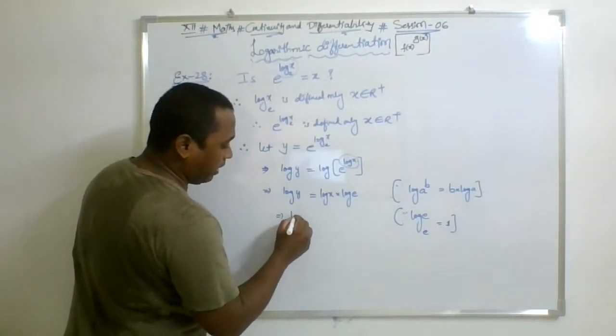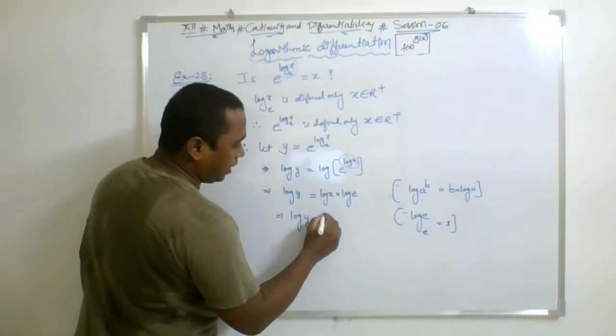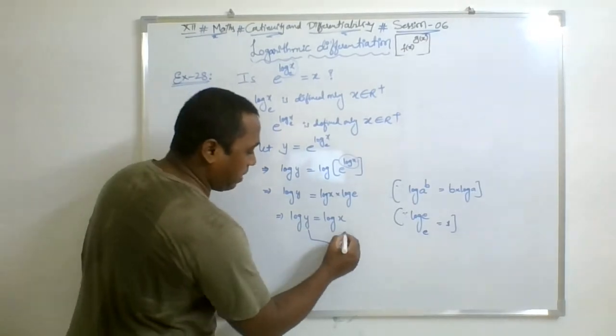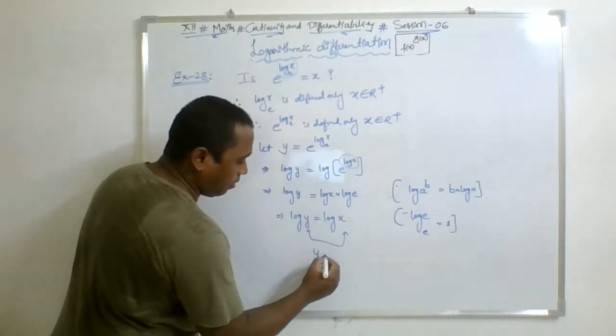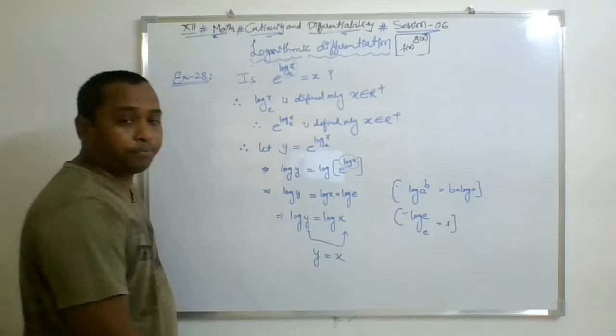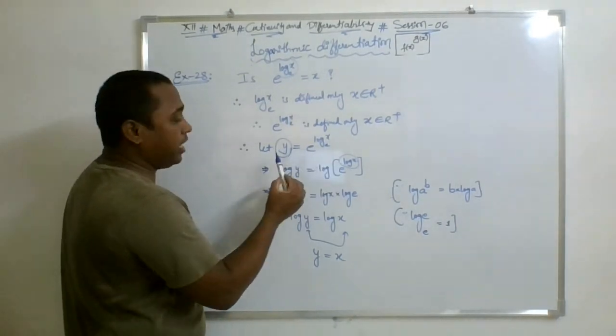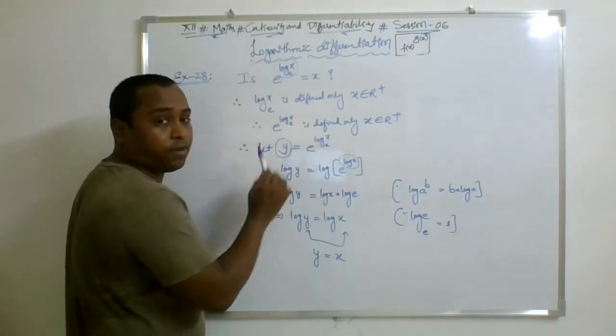So finally we are left with log y is equal to log x. Hence, by comparing both sides, we can say y is equal to x. And what is y? Basically the given function. We assumed y to be equal to the given function.